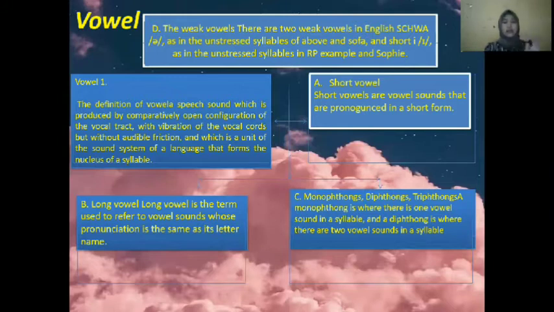So there are parts of vowels. The first one is short vowels, then long vowels, monophthongs, diphthongs, and triphthongs. And the last, I will explain about the weak vowels. First one, I would like to explain about short vowels. Short vowels are vowel sounds that are pronounced in a short form. Examples of short vowels are leak, leg, lock, look.